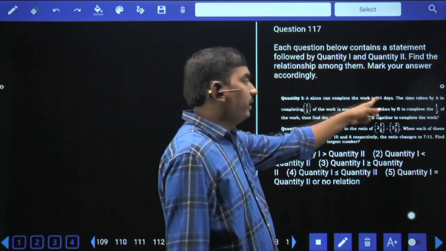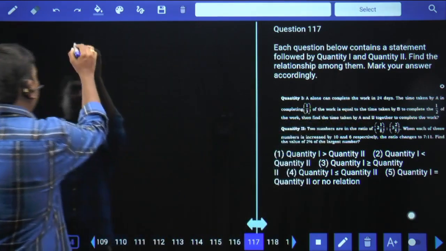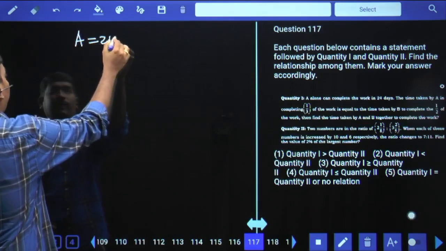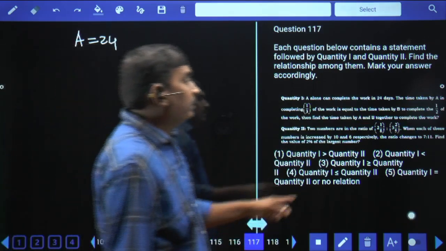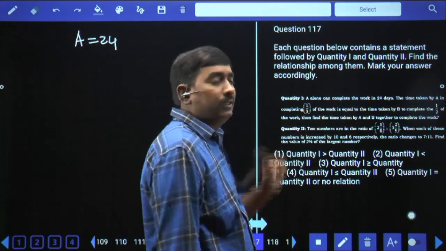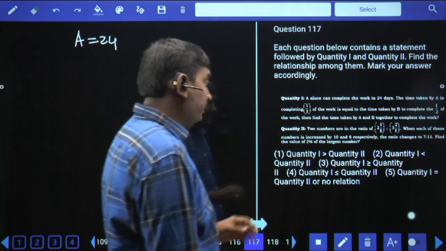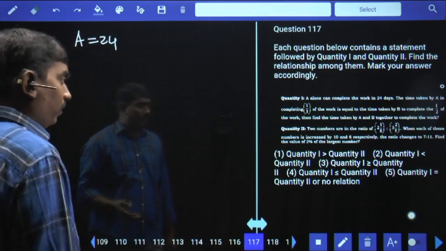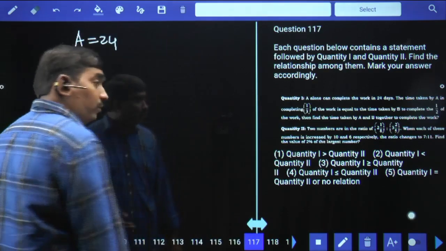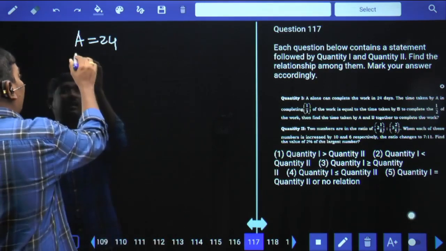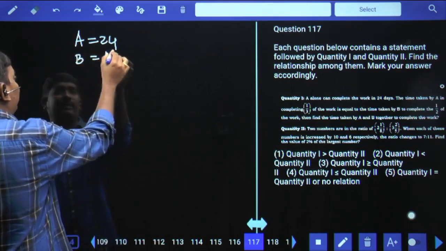A can do the full work in 24 days. The time taken by A to complete 1/3 of the work: 1/3 of 24 means 8 days is the time taken by B to complete half of the work. So B can do half of the work in 8 days, then the full work in 16 days.